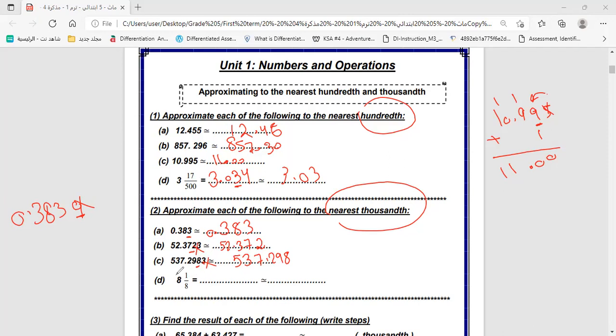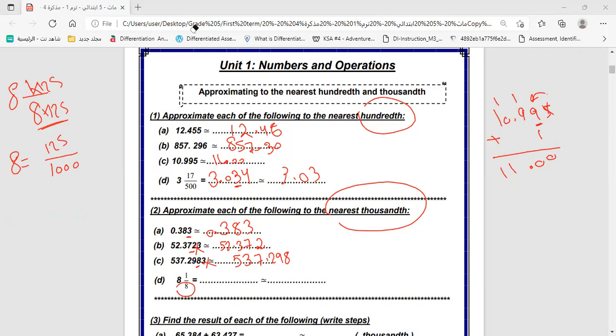Again, 8 and 1 over 8. How am I supposed to do it? As I told you, the 8 is a friend of 125. So we can multiply it by 125 up, 125 down. Keep the 1 as it is, then 125 times 8 is 1000, as we said. Then we can write it now as a decimal. How?